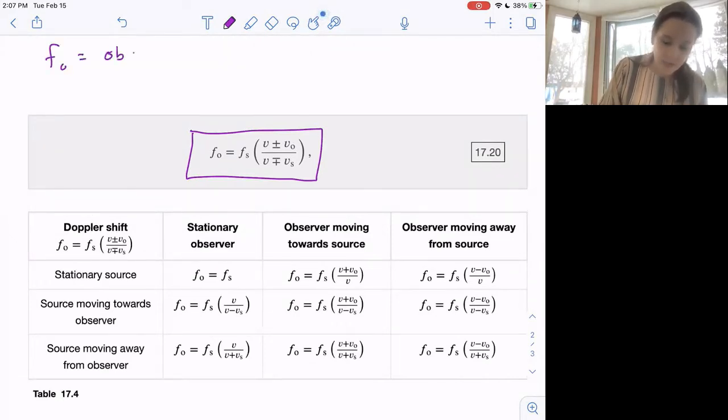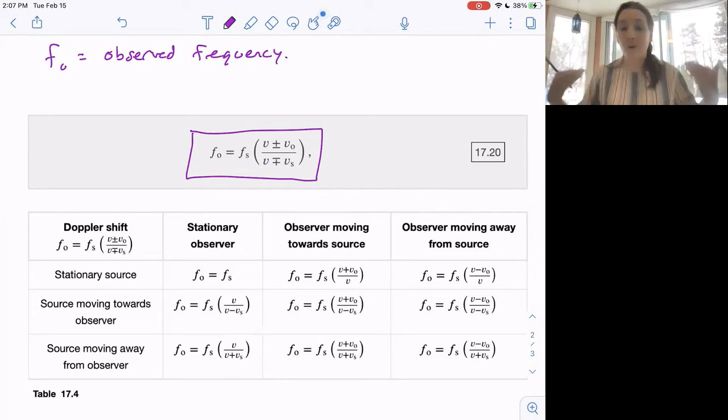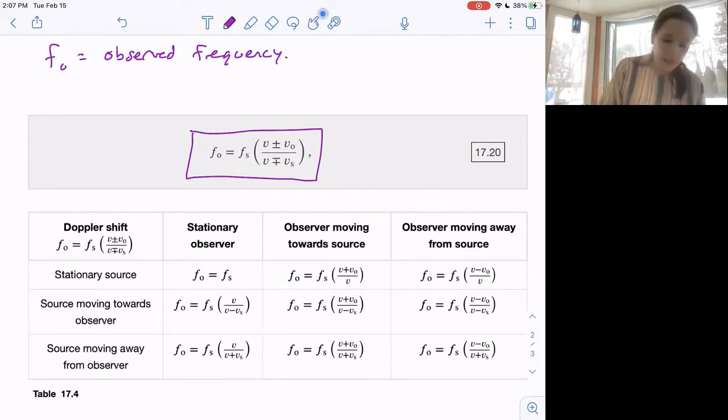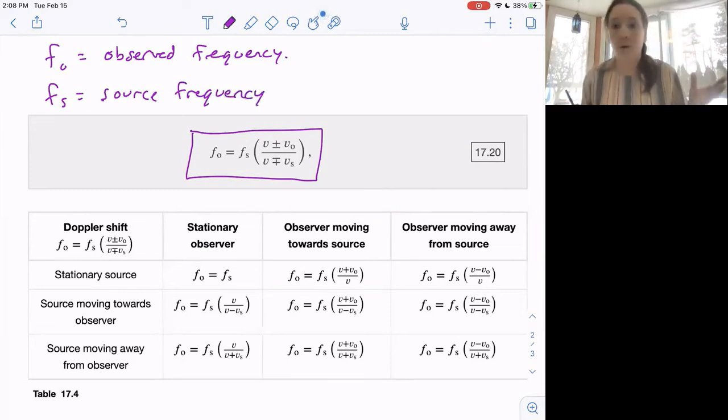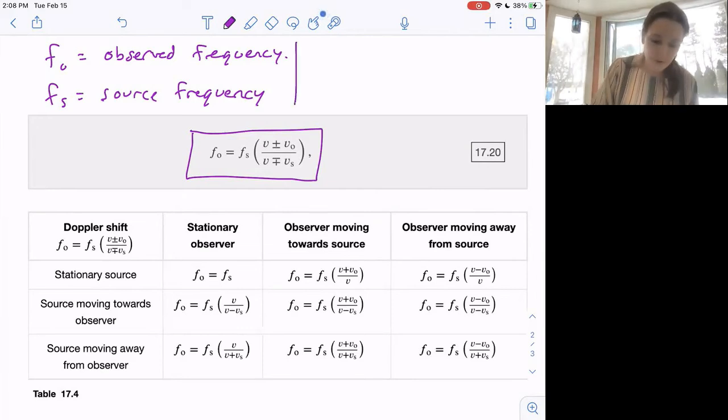fO is the observed frequency. That's what we hear, right? That's what we're perceiving. That is our observer frequency. fS is the frequency of the source. So that's the actual frequency emitted by the car horn, for example. And then we've already also defined v.